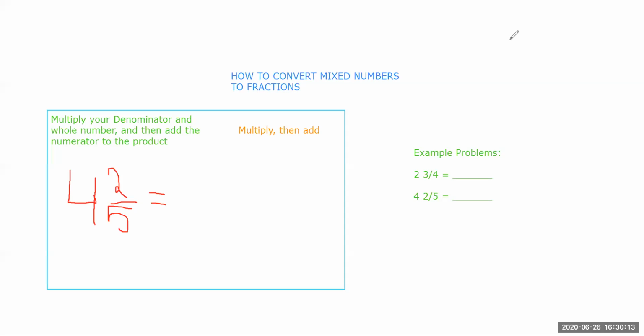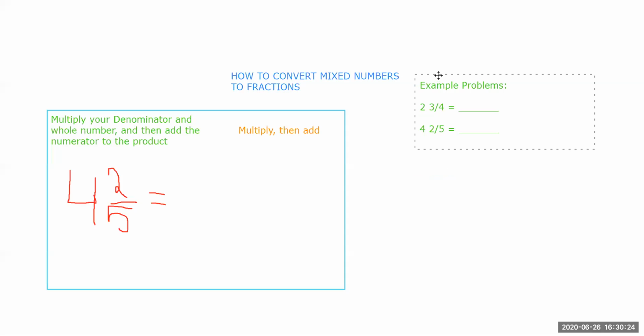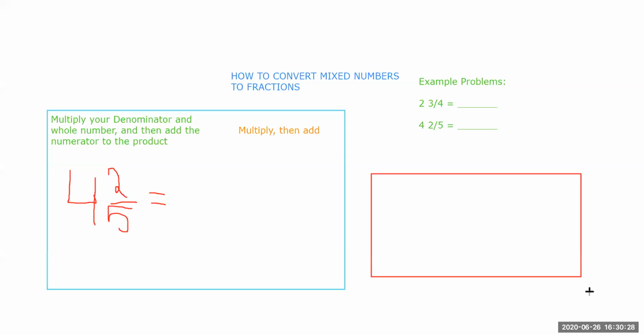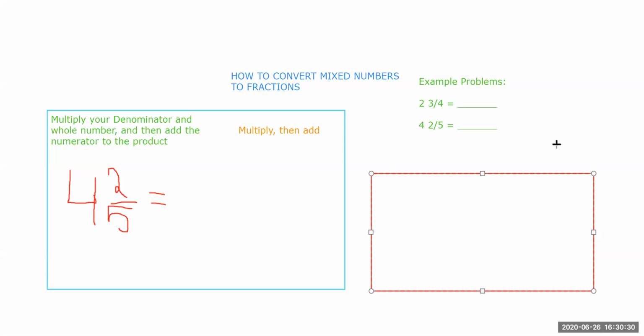Okay, so here we have our number written down, and I'm actually gonna draw another box over here so that we can solve it and also move the example problems up. Okay, there we go. So here we can solve our problems. So as you can see, the second problem is 4 and 2/5 equals... So we need to find that out.